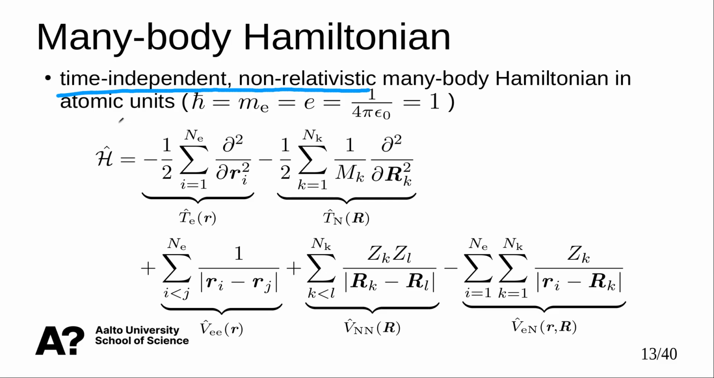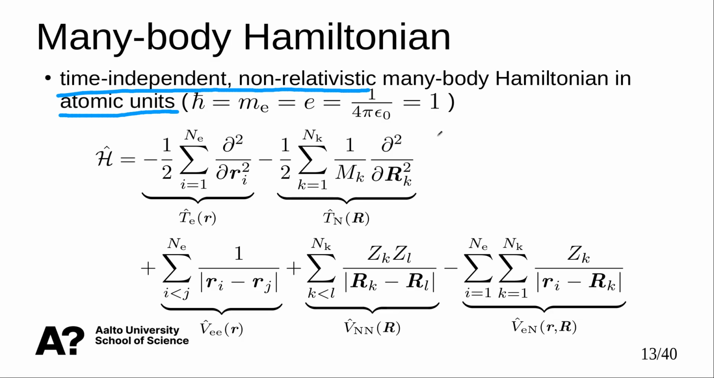I would like to point out that for the rest of the lecture we're using atomistic units, meaning that we set h bar, the electron mass, the electron charge, as well as the fraction here, to 1. You might find the Hamiltonian in non-atomic units in other books, so just keep that in mind.